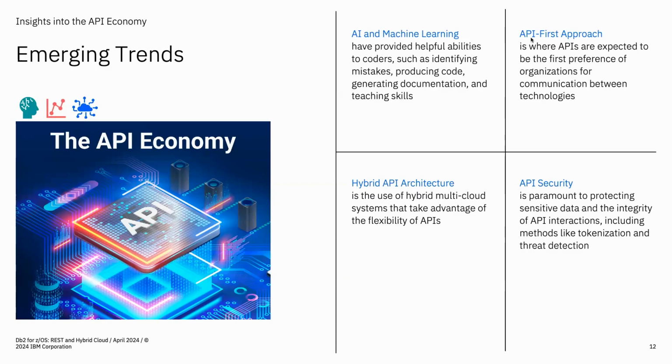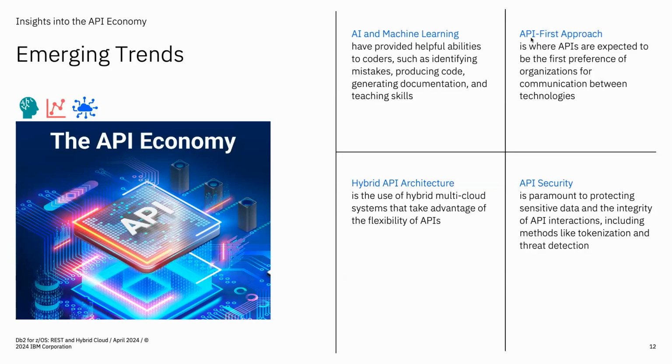Another trend that was observed was this API-first approach, where APIs are expected to be the first preference for organizations on the note of communication. So if you have a company and you're trying to communicate with another company, sending and receiving information, gathering data, updating data, APIs are expected as the protocol and the format.